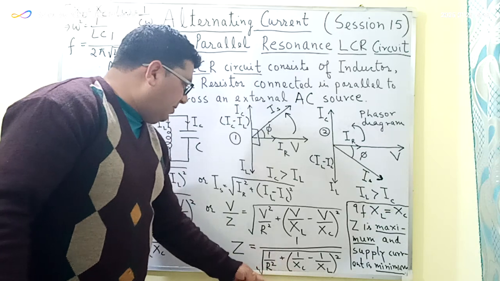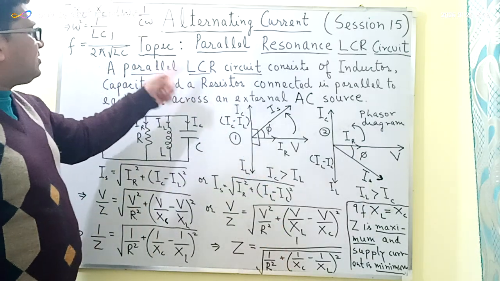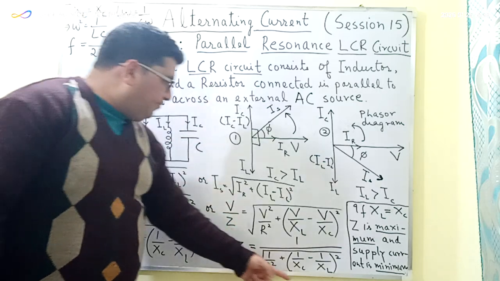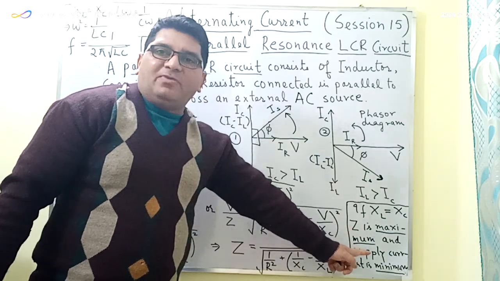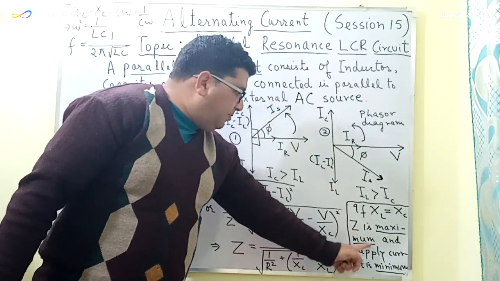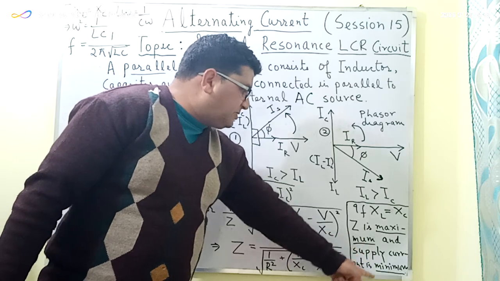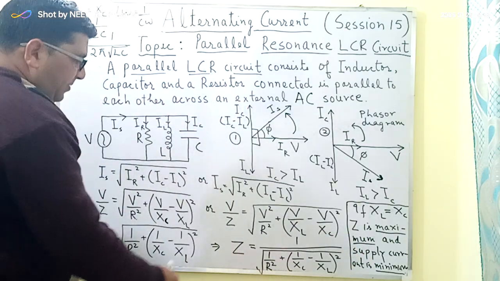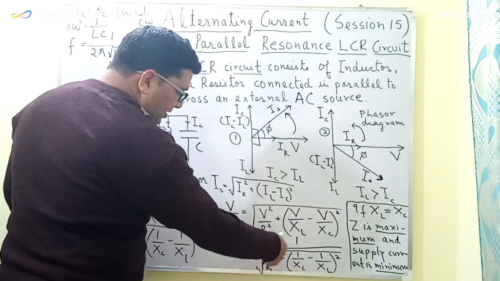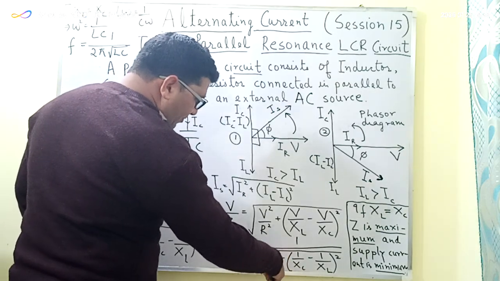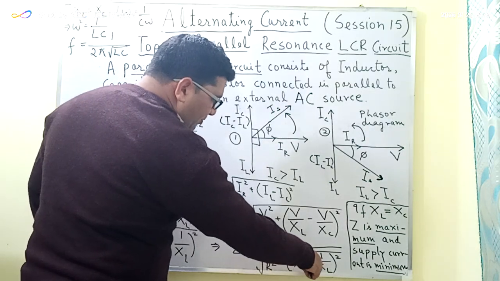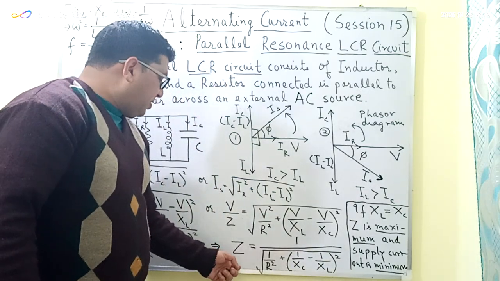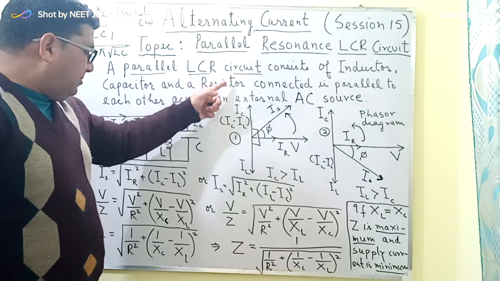And in the case of the resonant parallel LCR circuit, the impedance will be maximum, and because impedance will be maximum, therefore the supply current will be minimum. So यहाँ पे impedance की वैल्यू हमने निकाल लिया. This is equal to 1 upon under root 1 upon R square plus 1 upon XC minus 1 upon XL का whole square. This is the impedance of the parallel LCR circuit.